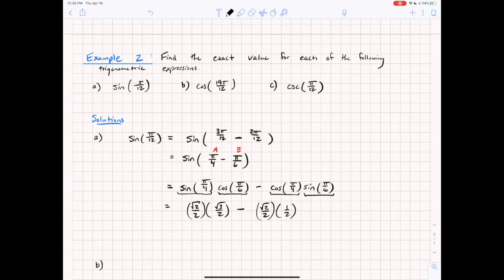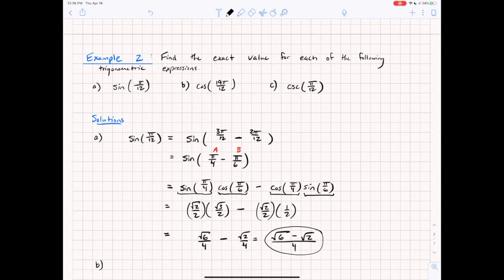So hopefully this is getting a little redundant in terms of this next step because I just want to simplify. So radical 2 times radical 3 is radical 6 over 4 minus radical 2 over 4. And so my final answer will be root 6 minus root 2, all over 4.